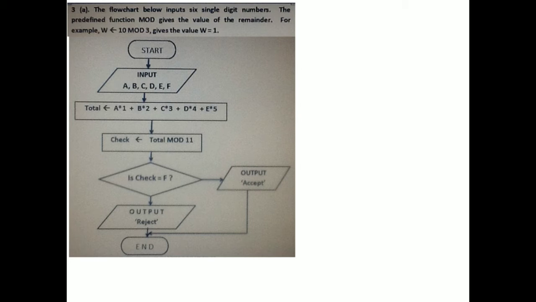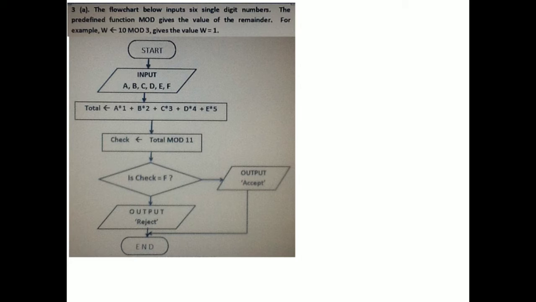The lesson for today is what I have shared earlier with you. It is a flowchart diagram. I'm just going to read the scenario of this flowchart. The flowchart below inputs 6 single digit numbers. The predefined function mod gives the value of the remainder. For example, W is assigned 10 mod 3, which gives the value of W equals 1.